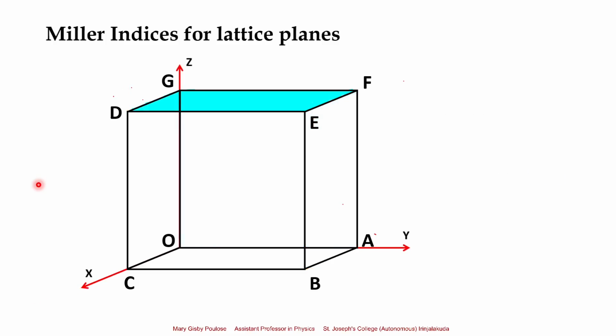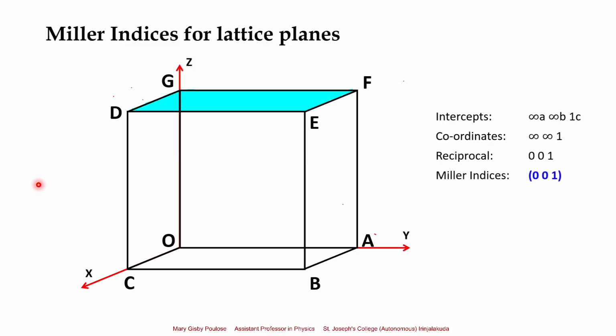Now let us find the Miller index for this particular plane EFGB. First, the intercepts are infinity a, infinity b, and 1c, right? So the coordinates will be infinity, infinity, 1. The reciprocal will be 0, 0, 1, and hence the Miller index will be (0 0 1) in curved brackets.